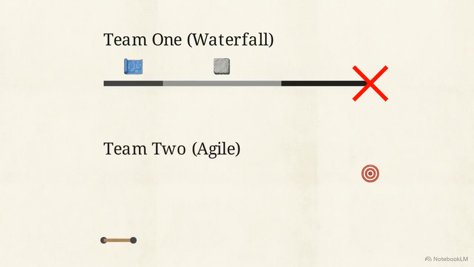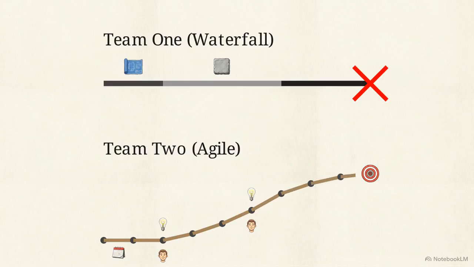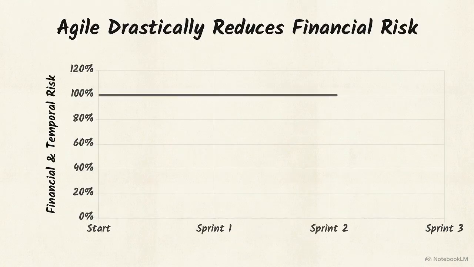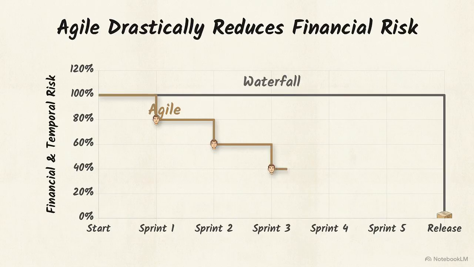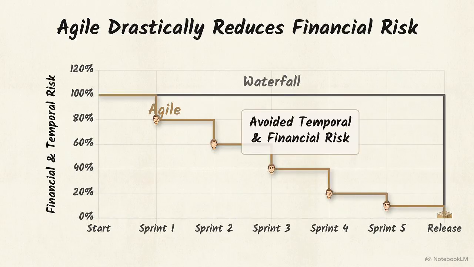Team 2 uses an Agile approach. They release a functional version in brief 2-week iterations. By collecting user feedback immediately, they adjust features cycle by cycle. Each iteration curves their trajectory closer to what the market demands. Agile does not guarantee a flawless product. Its primary value is drastically reducing the financial and temporal risk of building the wrong thing.